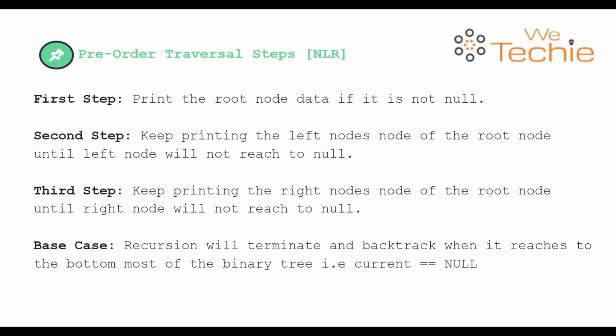As you all know, recursion comes with its base case, and in this pre-order traversal, the base case is once the current node is pointing to null. In that case, the recursion will terminate and backtrack when it reaches the bottommost of the binary search tree. Now, let's see how the pre-order traversal implementation with the help of recursion works internally.